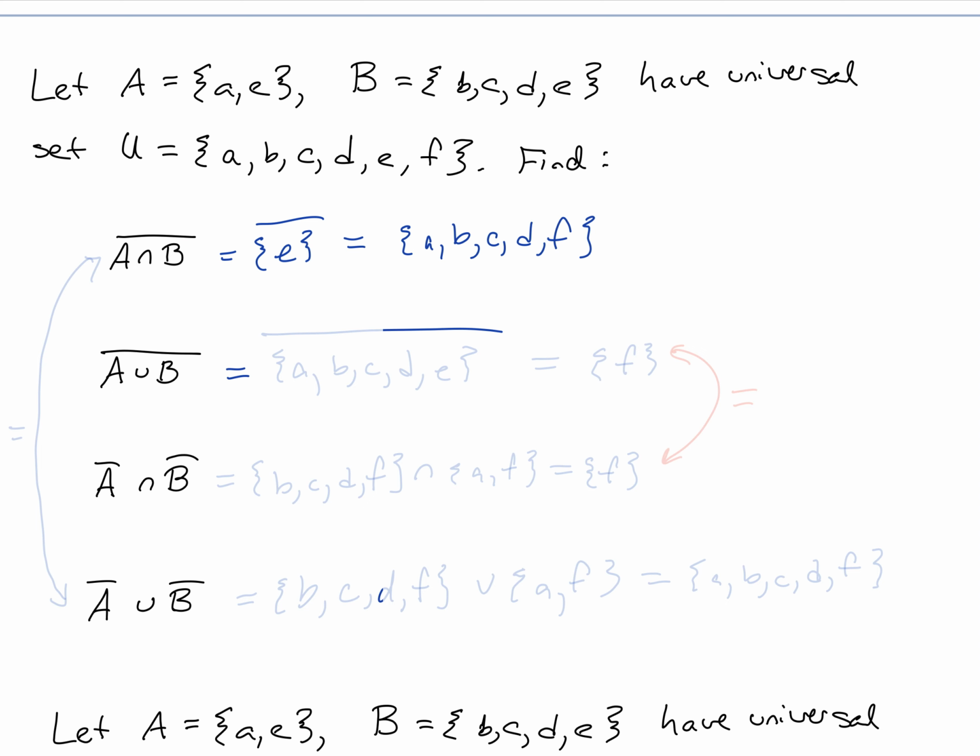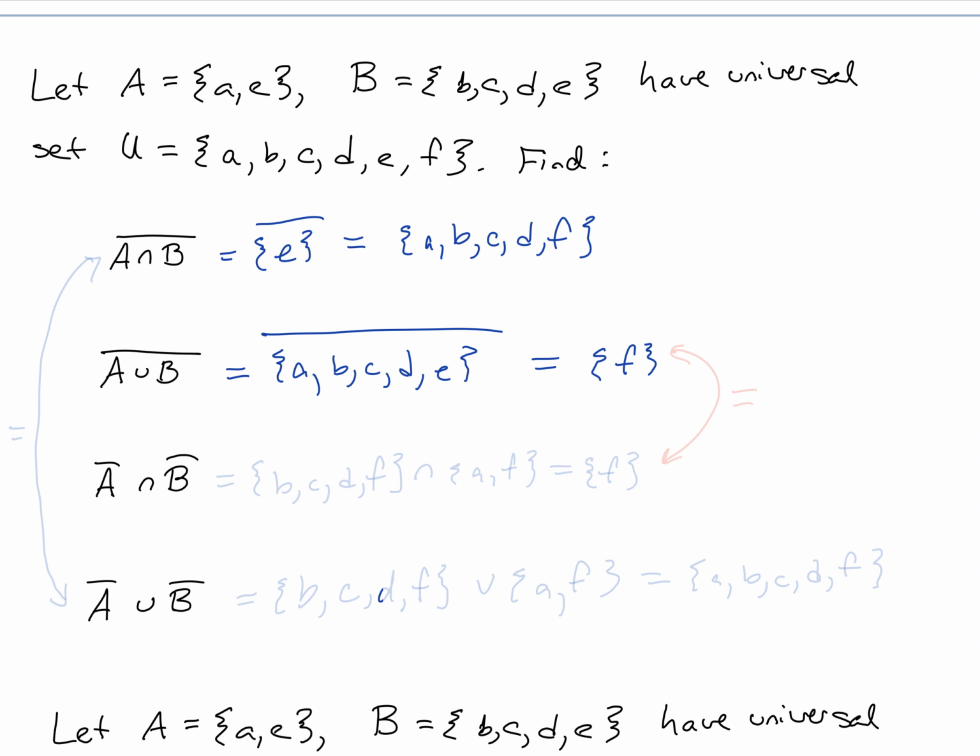A union B complement, again, we'll find A union B first. A, B, C, D, E. And then we will complement that set. So this is what is in the universal set but not in that. The only element that is in the complement would be F. So it's just the set containing F.